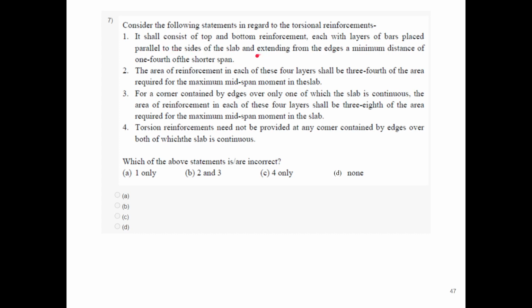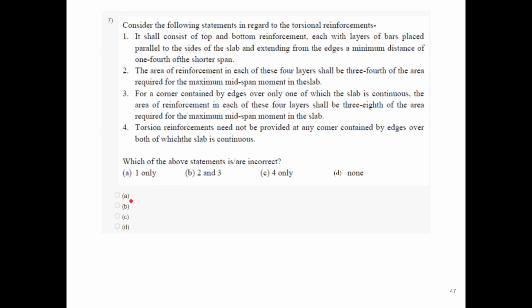And extending from the edges a minimum distance of 1/5 of the shorter span, not 1/4. So it should be 1/5. So it should consist of top and bottom reinforcement, each with layers of bars placed parallel to the sides of the slab and extending from the edges a minimum distance of 1/5 of the shorter span. So that is incorrect.